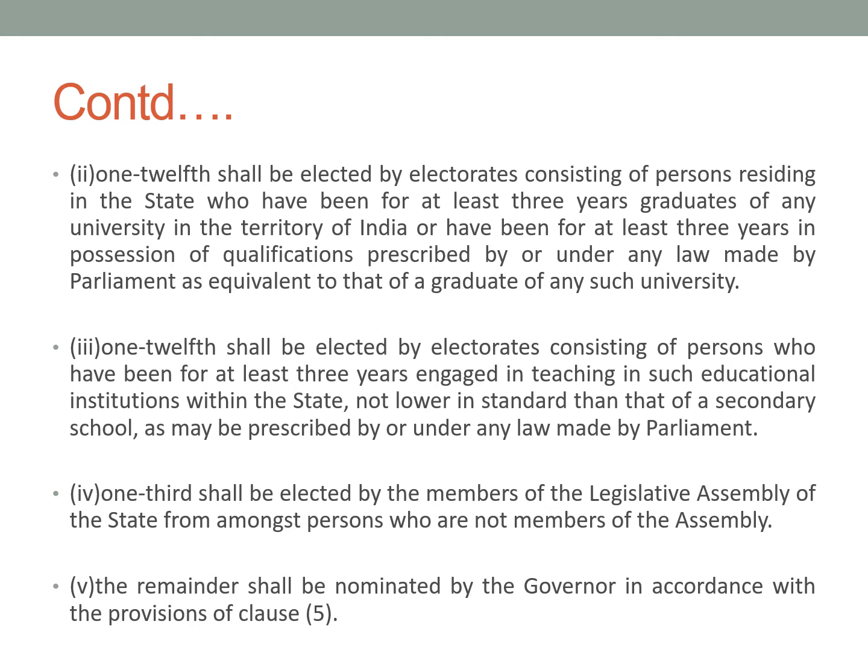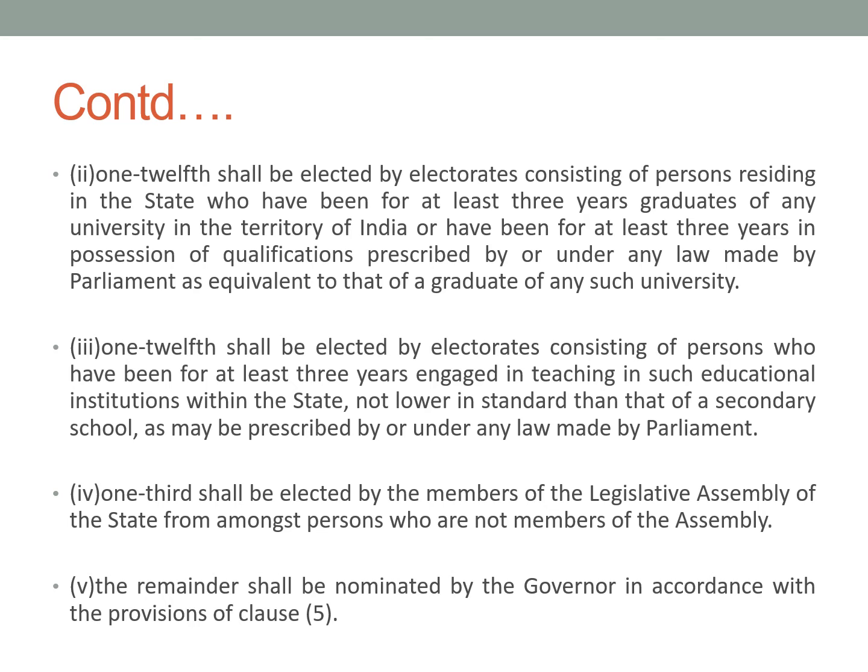Clause 3(3) states that 1/12 of the Legislative Council members shall be elected by the electorates consisting of persons who have been for at least 3 years engaged in teaching in such educational institution within the state, and the educational institution should not have a standard which is less than that of the secondary school as may be prescribed by the law made by the Parliament.